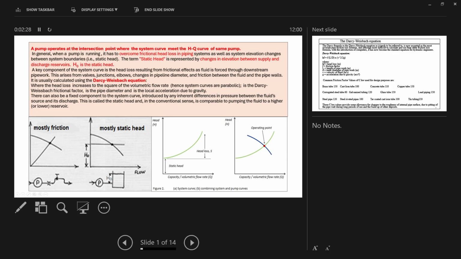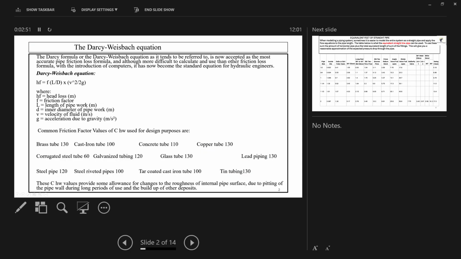If you add static head plus the head loss, you will get the flow of the pump, particularly for this point. Similarly, if you go on increasing the flow, the friction loss will increase, so you have to add it to the static head to get the system resistance. And when the system resistance cuts the performance curve, that will be your operating point.